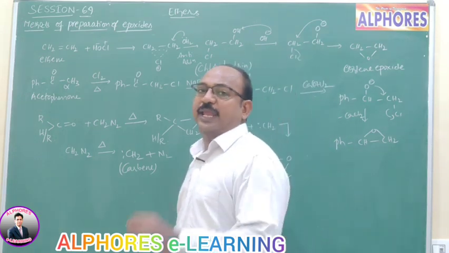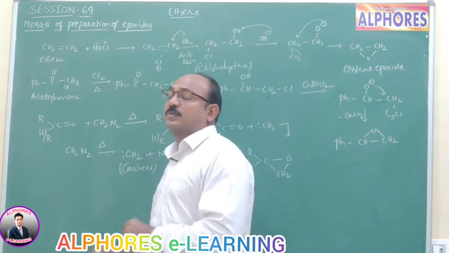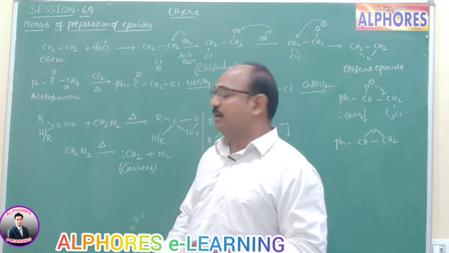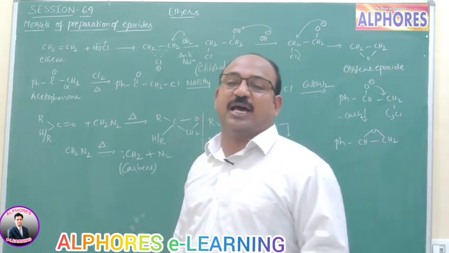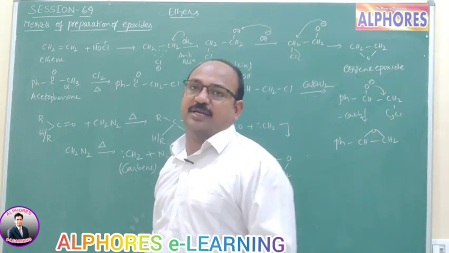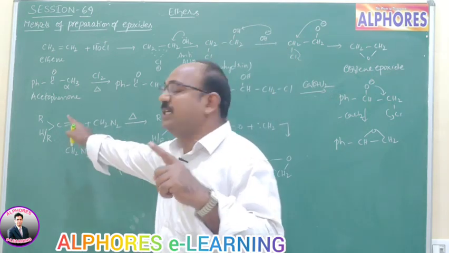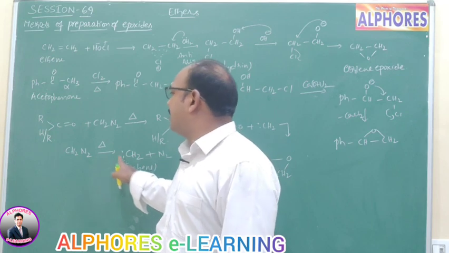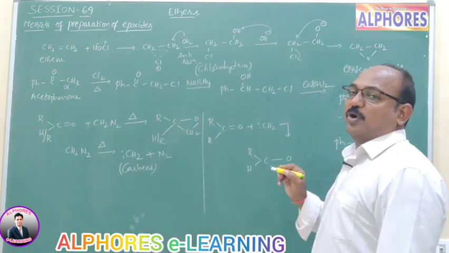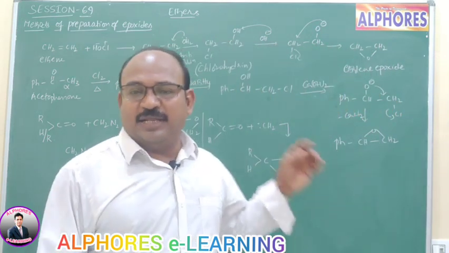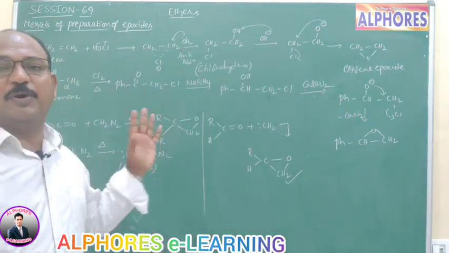Epoxide. So ultimately it is the production of carbene only. This carbene is particularly a singlet carbene. This singlet carbene attacks an electron rich center. Here the electron rich center is the C double bond O group. So the CH2 group attacks the C double bond O group, and we get an epoxide. These are the methods of preparation of epoxides.